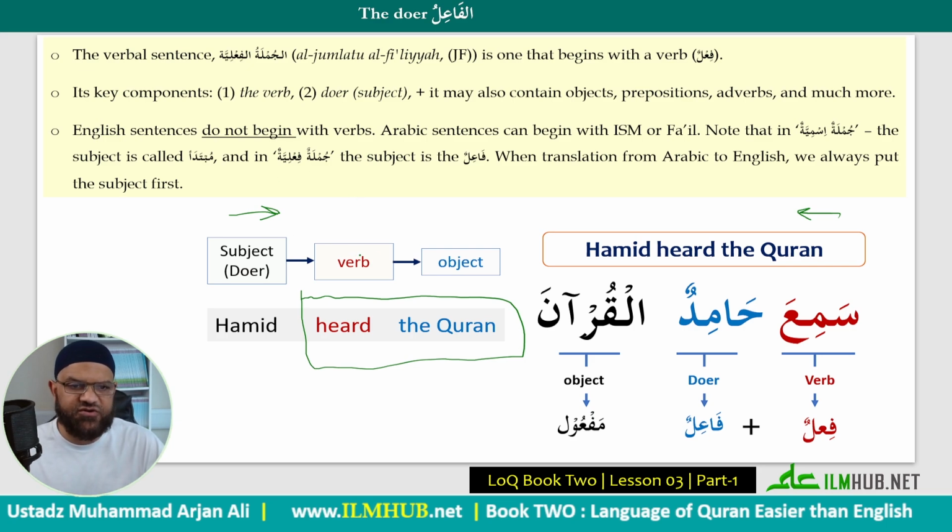So you have a subject, verb, and object. So the translation of this sentence is, for example, Hamid heard the Qur'an. So heard the Qur'an is our predicate, and the first part is the subject. We've done that in the previous lessons in book 1. However, in Arabic, I can have both ways.